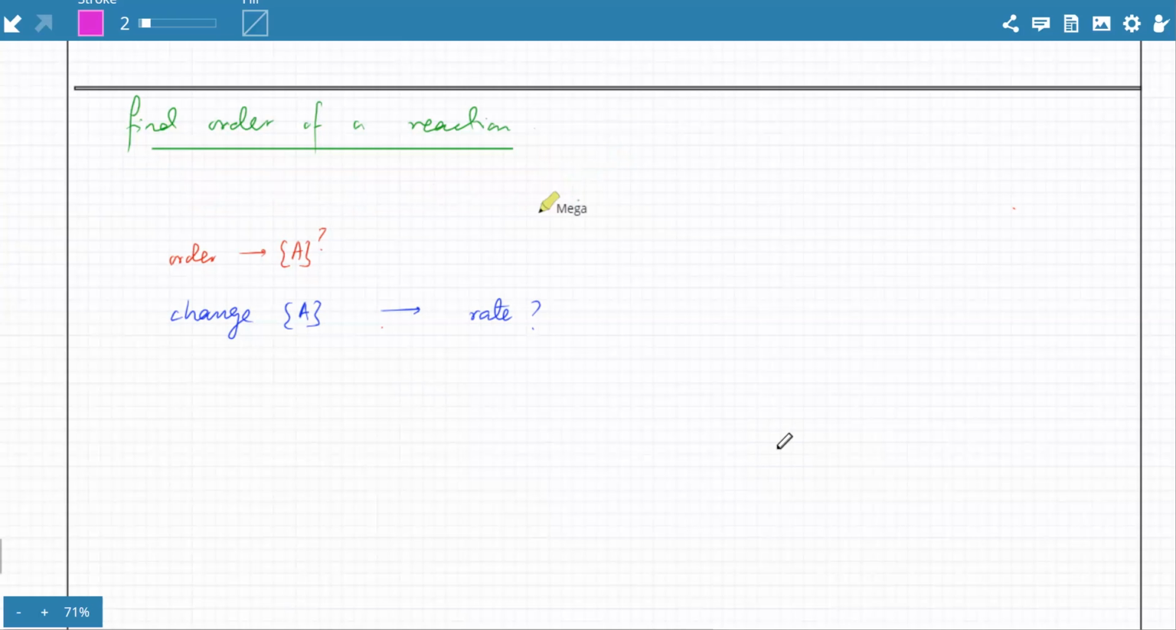So, I said what I'm going to do is I'm actually going to take an actual reaction. Okay, let's say I have sodium carbonate reacting with two HCl's, and it's producing NaCl plus H2O plus CO2.